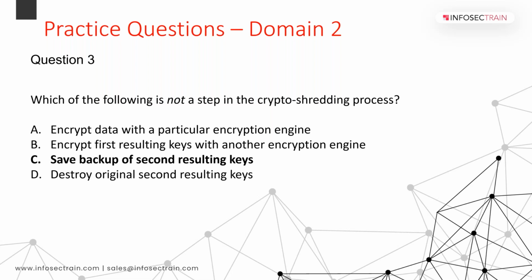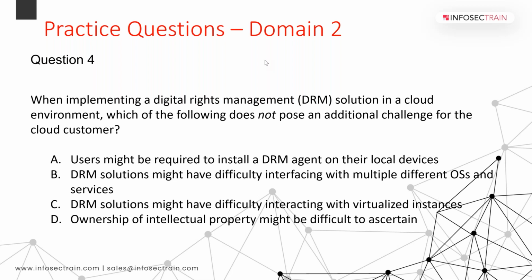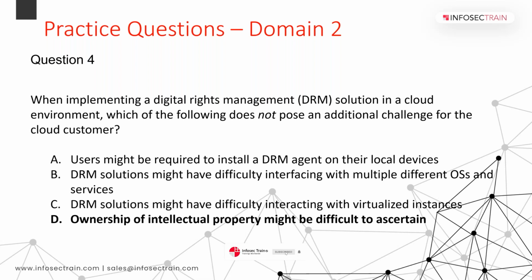Let's move to question 4. So the correct answer on the DRM is D. Why D is because when you are implementing the solution as a cloud customer or a cloud end user, it is not that important for you as a challenge who is going to be the owner of intellectual property. Okay, because the rest of the points are important from the point of view of properly using the DRM solution. So that is why the correct answer is D. Should we move to the next question?